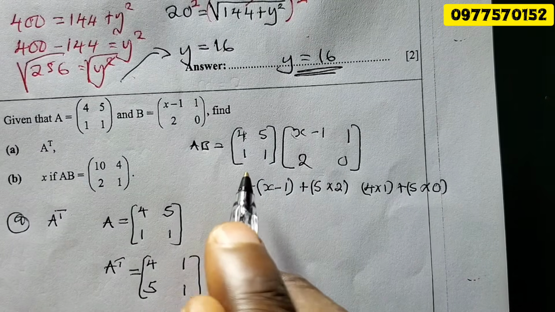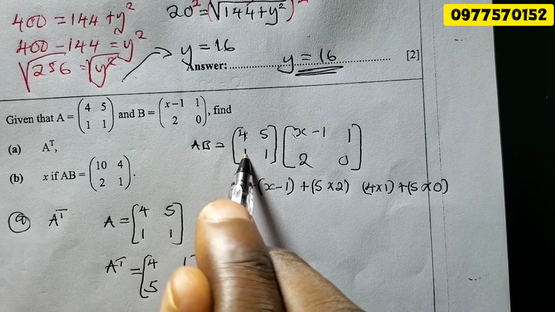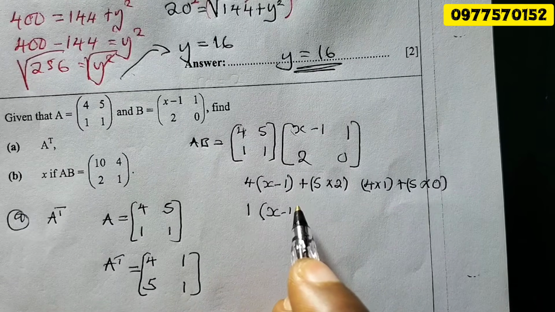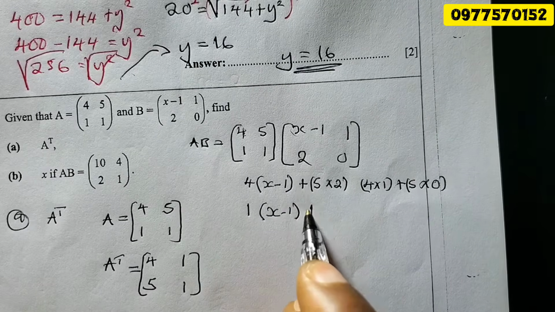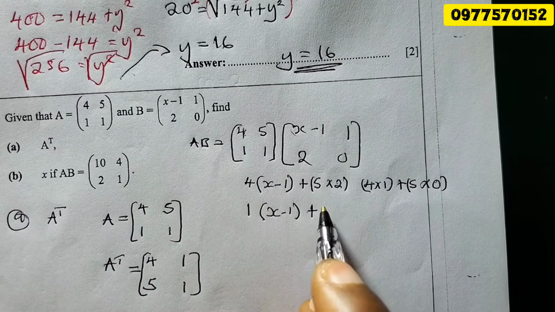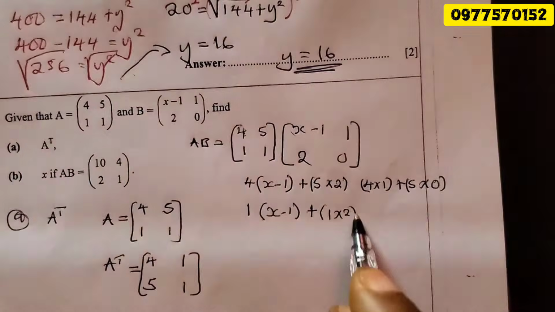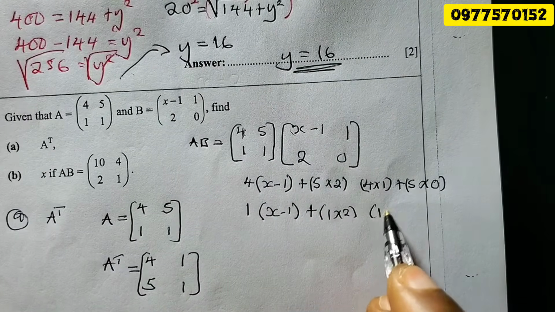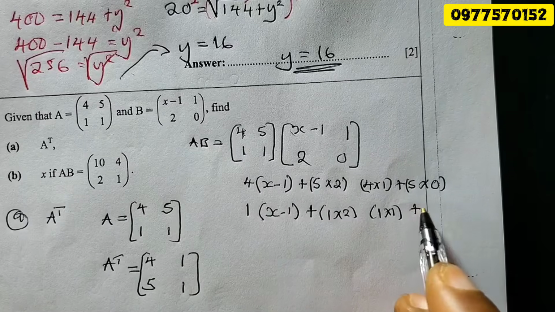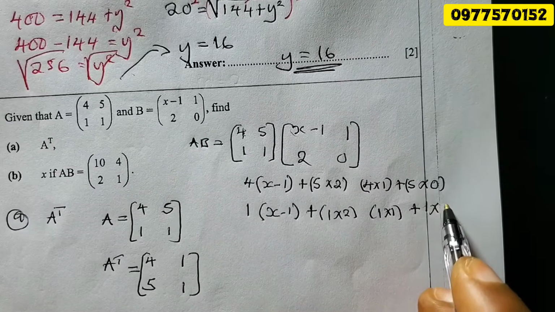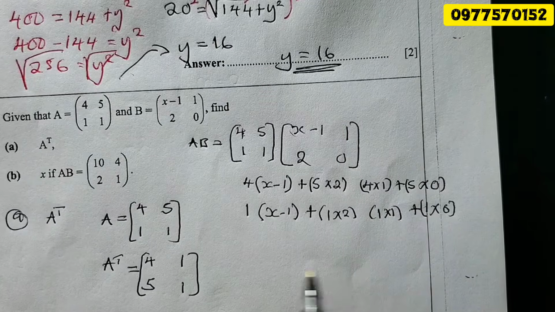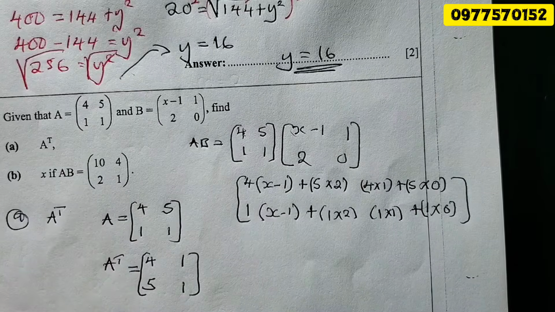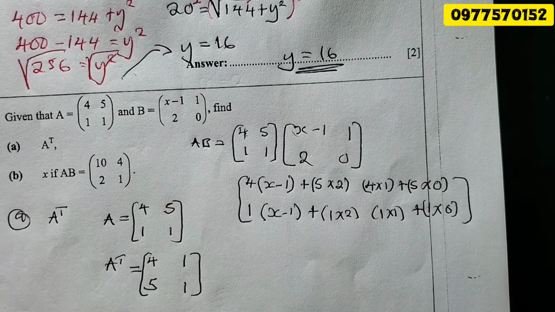Okay, we're done. Let's come to this row. 1 times this will be 1 multiplied by x minus 1, plus 1 times 2. Then 1 times 1 plus 1 times 0. Remember, the answer for whatever we're doing here is already given, so we're going to equate to this one. Don't worry, let's just calculate here.